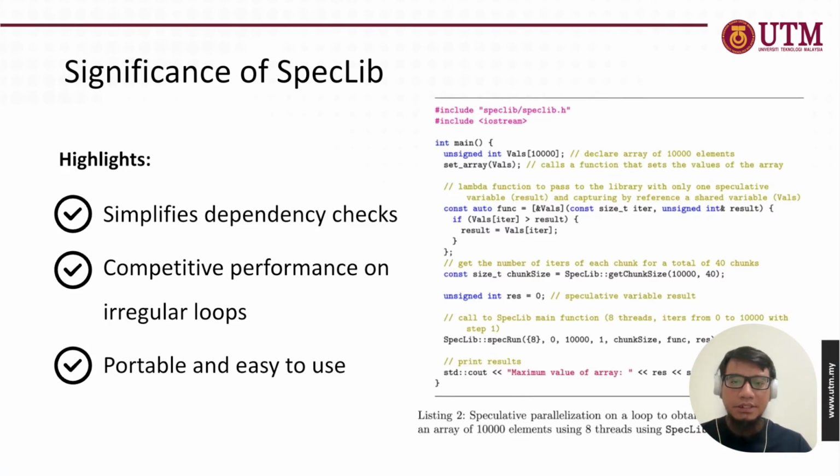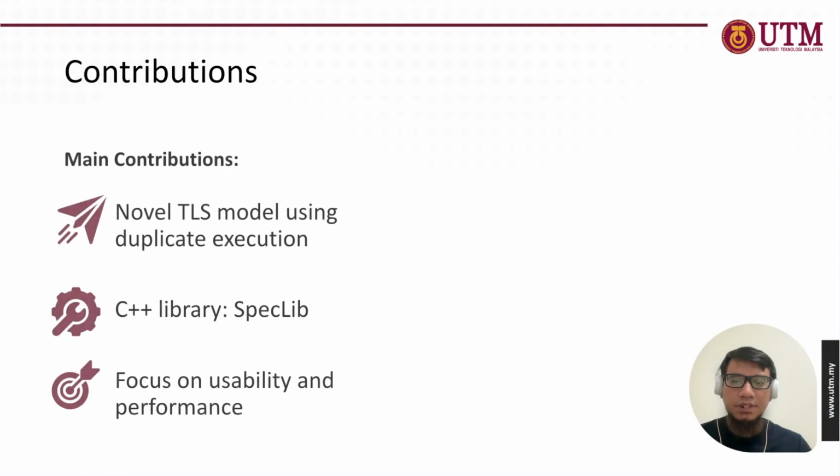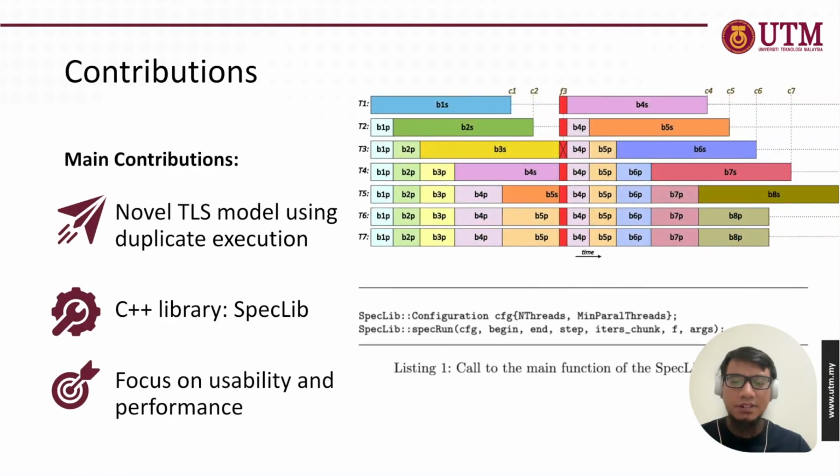This paper makes three major contributions. First, it introduced a novel thread-level speculative model by duplicating execution. Second, it implements it with the C++ library speclib. And the last one, it focuses on usability and performance. As you can see, this is the parallelization diagram, and the bottom one is a sample of the speclib configuration and speclib execution function.